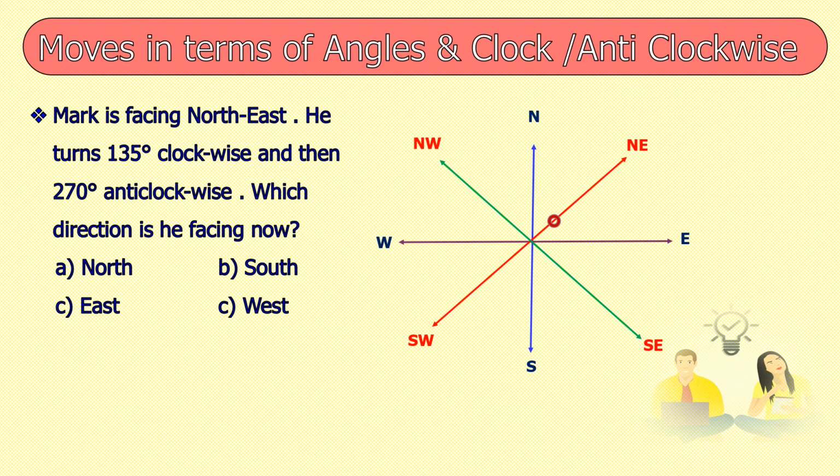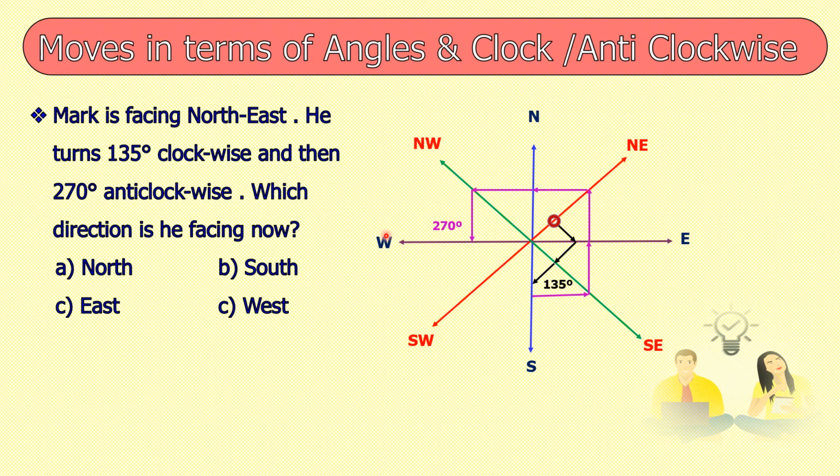One more question in terms of angles and clockwise or anti-clockwise directions. Mark is facing northeast. He turns 135 degrees clockwise. This is northeast. 135 degrees means 90 plus 45. Now he moves 270 degrees anti-clockwise. That means he'll change the direction and go anti-clockwise. 270 degrees means 3 times 90 degrees: 1 time, 2 times, 3 times 90 degrees. So where is he facing now? He is facing towards west.